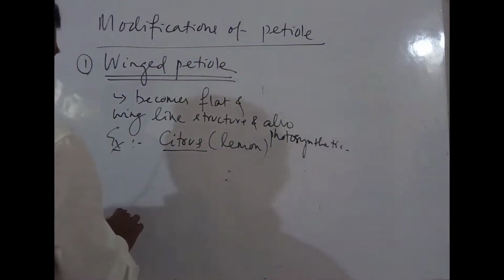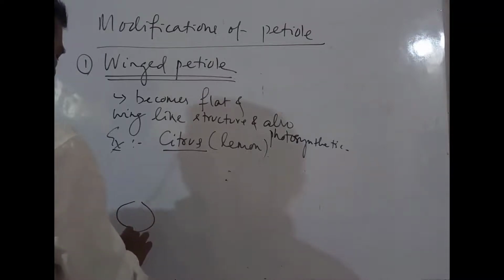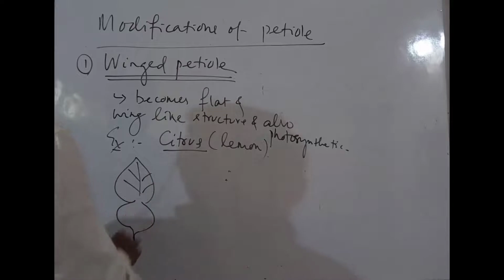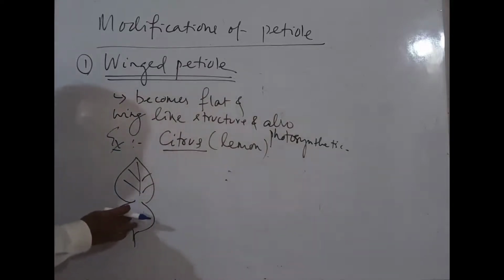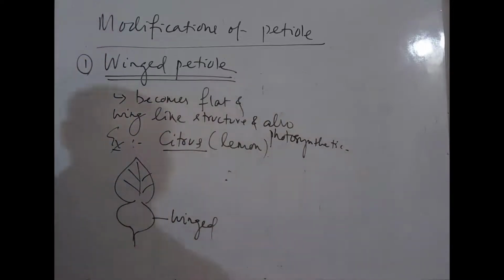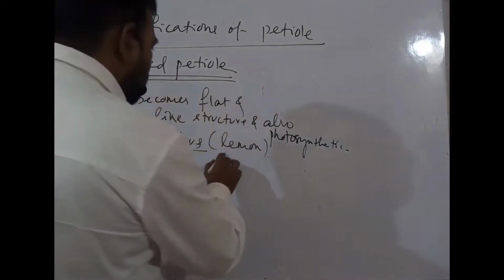So like this you can study here. This is the petiole and this is the lamina. This petiole, instead of a stalk, is a winged petiole. Instead of a stalk, it appears as a green, flat, wing-like photosynthetic structure. The example is lemon and orange.